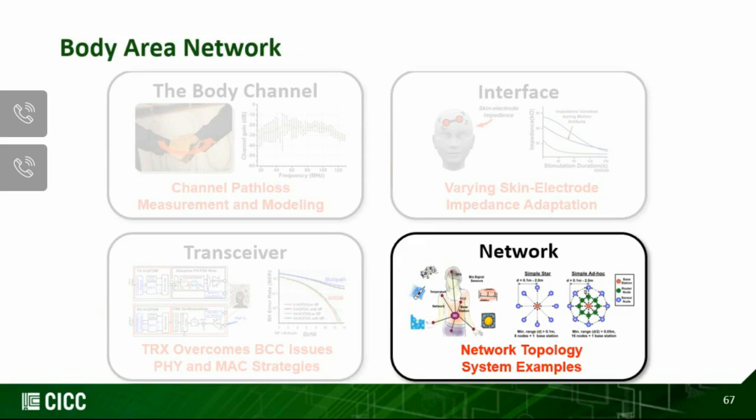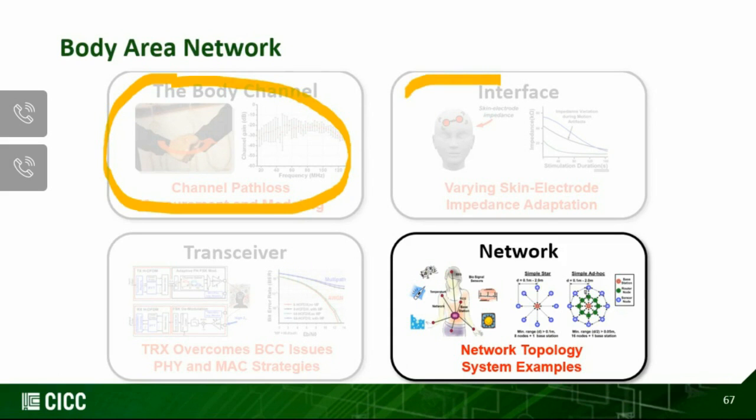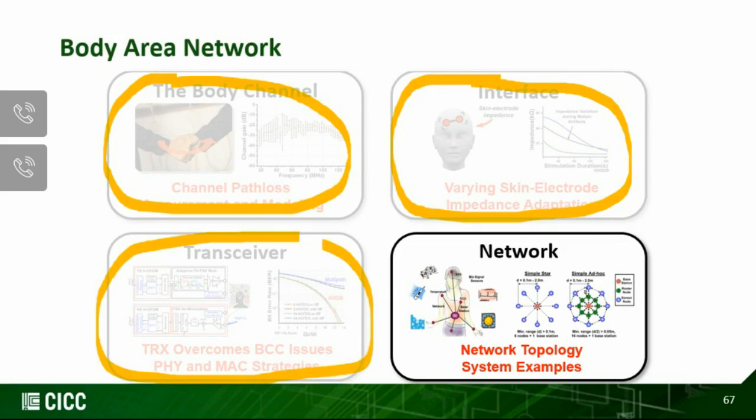Okay, that puts us to the last section of this tutorial, which is the network. So now we have looked at the channel and the interface, the skin electrode impedance interface variation, and also the transceiver that corresponds to the body coupled communication transceiver. We can combine them together to form a network to have a true body area network.